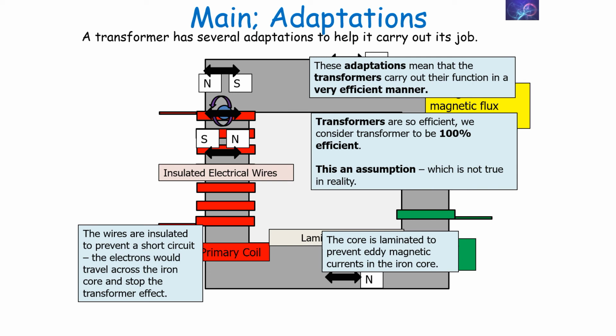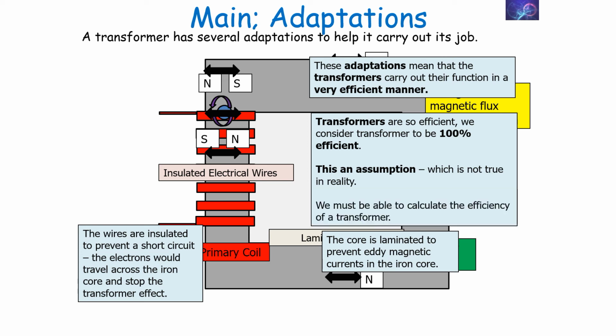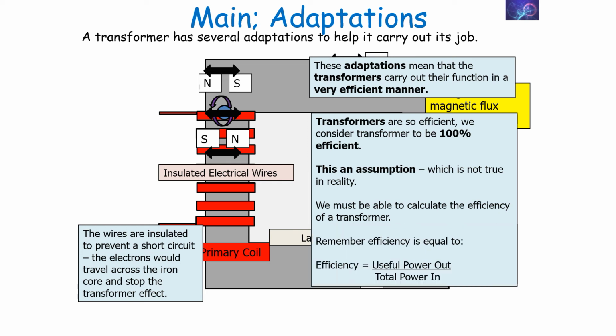Now, transformers are so efficient, we consider a transformer to be 100% efficient. Now, this is an assumption and it's not true in reality, but we can use this assumption to calculate the efficiency of a transformer and look to see how close it is to 100%. Now, efficiency is equal to useful power out over total power in. So in theory, it's the power of the secondary coil, the power out, divided by the power of the primary coil, the power going into the transformer.